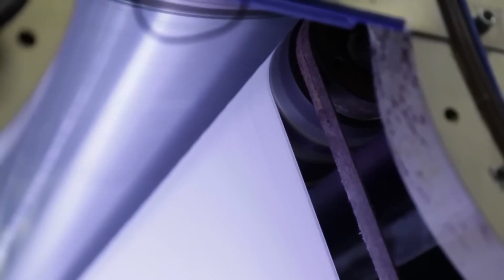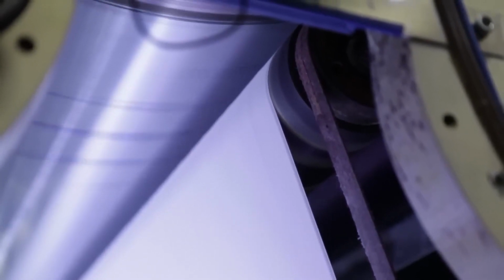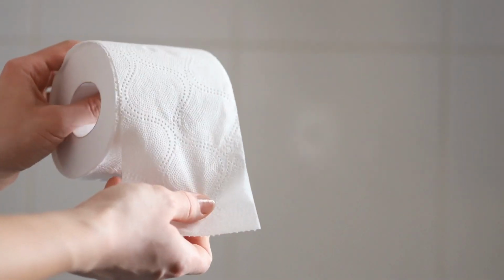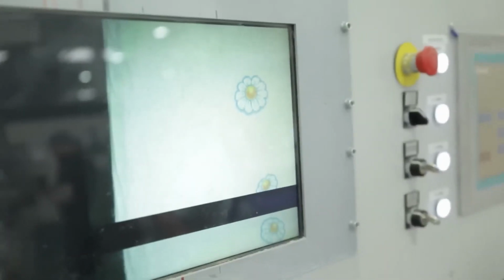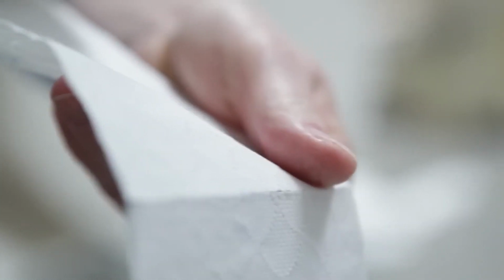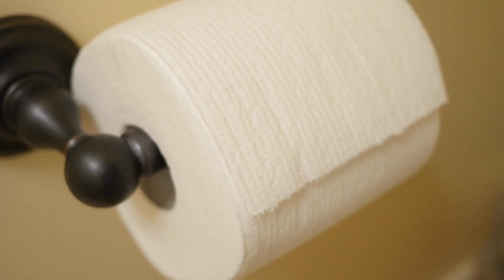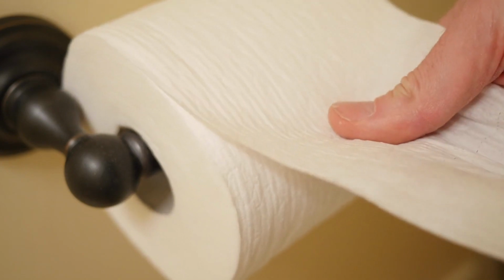Several jumbo reels of paper are unrolled simultaneously so that their sheets overlap. The number of paper layers depends on whether the toilet paper is intended to be triple or double thick. Next, different patterns are printed on the paper depending on the brand, and microscopic embossing follows, giving the toilet paper its characteristic dotted texture. This process not only gives more volume to the toilet paper, but also makes it soft and comfortable for the consumer.